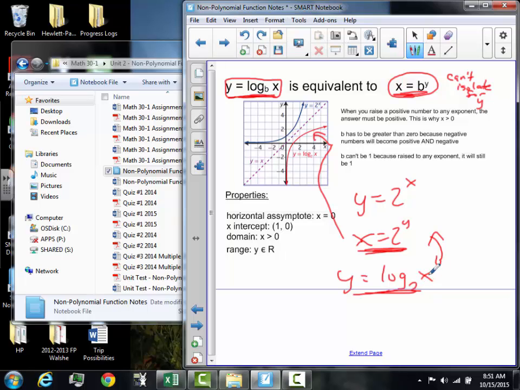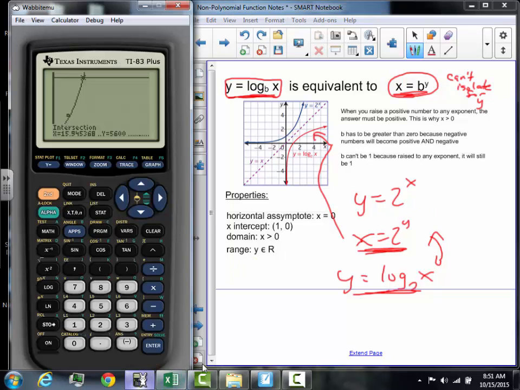Does that make sense? Okay, grab a graphing calculator. I want to show you how to graph this.